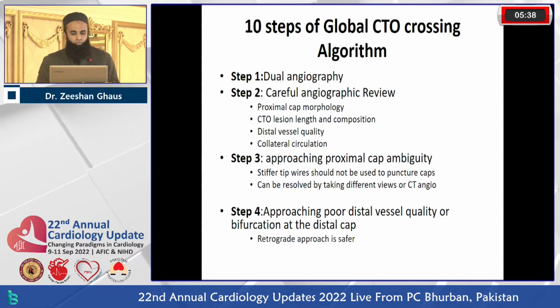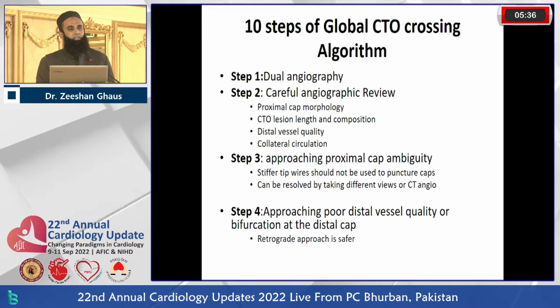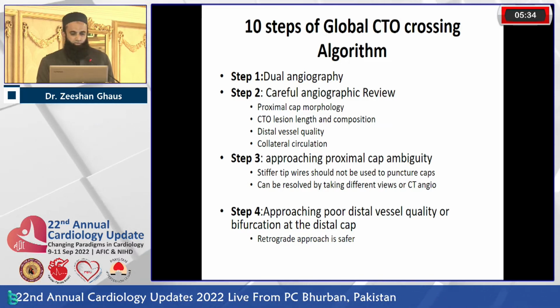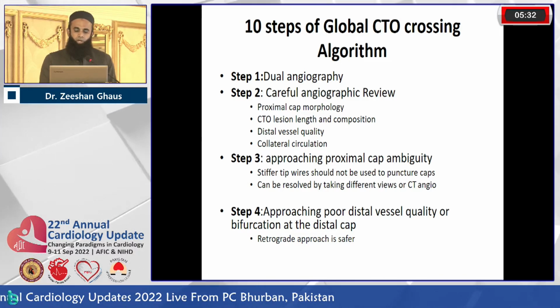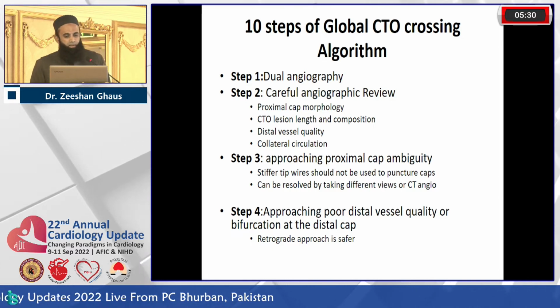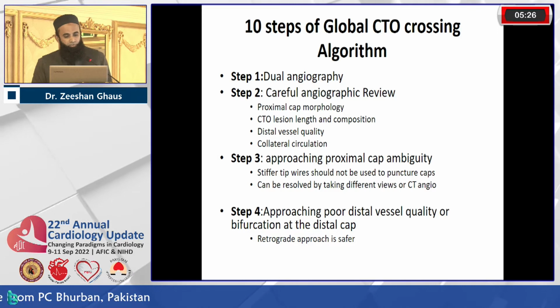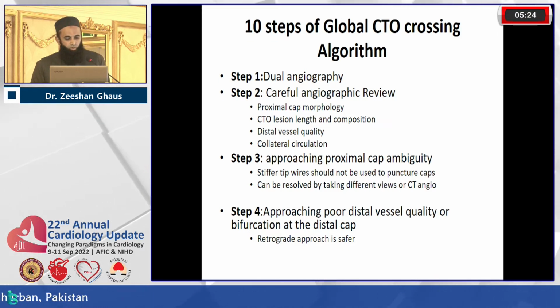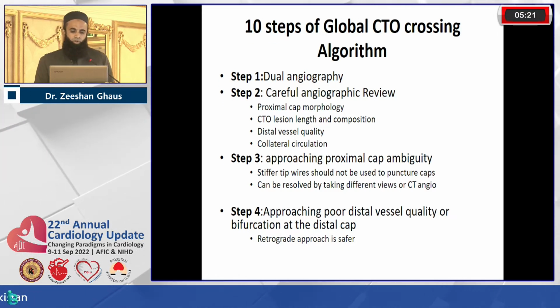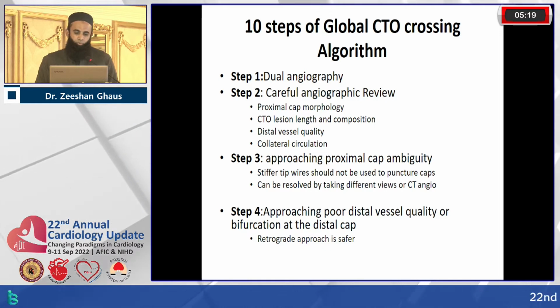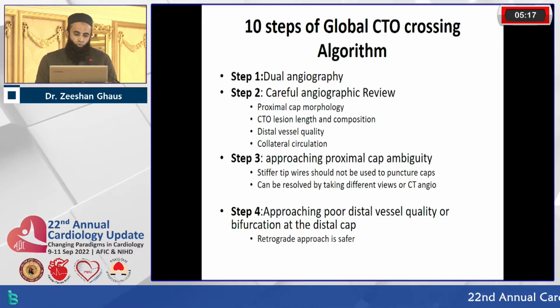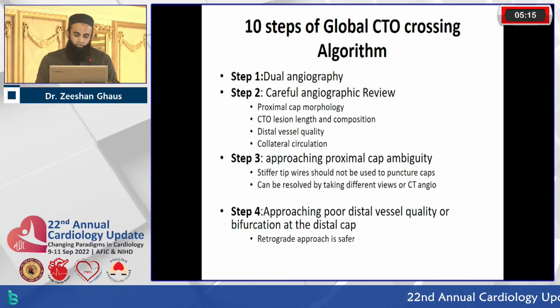The first and foremost is dual angiography. Always attempt CTO with dual injections. Planning is very important for CTO. Step 2 is careful angiographic review. Look at whether the proximal cap is ambiguous and what its morphology is. Look at the CTO lesion length and composition, and look at the distal vessel quality and collateral circulation.